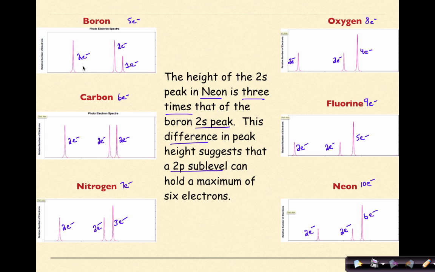And we can see here as we go through the PES data, here boron has 2 electrons, and 1 electron, and we can see the differences in peak height. Carbon, 2, 2, 2, the peak heights are all the same. We get to nitrogen, 2, 2, then 3 electrons. So this peak right here represents 3 electrons relative to the s sublevels. Oxygen is 2, 2, 4. So this final peak out here is double in size to the 2s sublevel right here. Fluorine is 2, 2, and then 5 electrons. And finally here, 2, 2, and 6 electrons, where this peak right here is triple in size of the 2s sublevel.